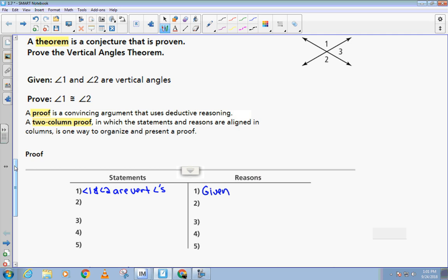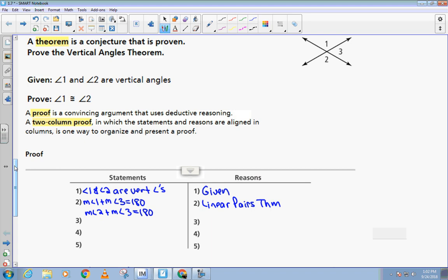Okay, so I'm going to write that down. I'm going to say, okay, well, the measure of angle 1 plus the measure of angle 3 equals 180. And I'm going to say the same thing about the measure of angle 2 plus the measure of angle 3. It also equals 180. And what's my reason for that? Okay, linear pairs theorem. Okay, linear pairs theorem.